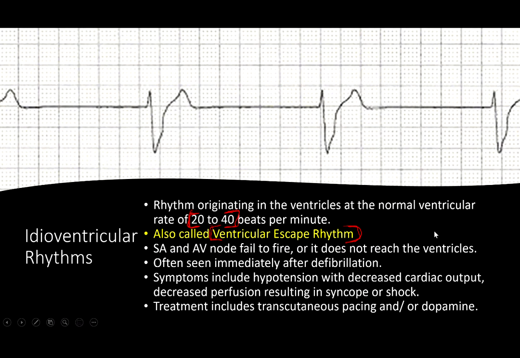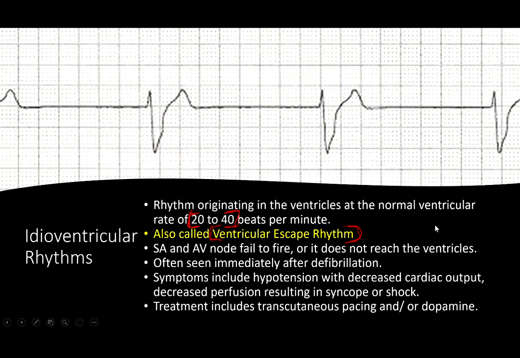So originating in the ventricles, 20 to 40 beats per minute, also called ventricular escape. I do have a lot of students call it idioventricular, which is fine. And basically, this is what we talked about in the beginning. My SA and my AV node have failed to fire. So my pacemaker site slips down to those Purkinje fibers somewhere in the ventricles where I'm going to start producing my pulse.